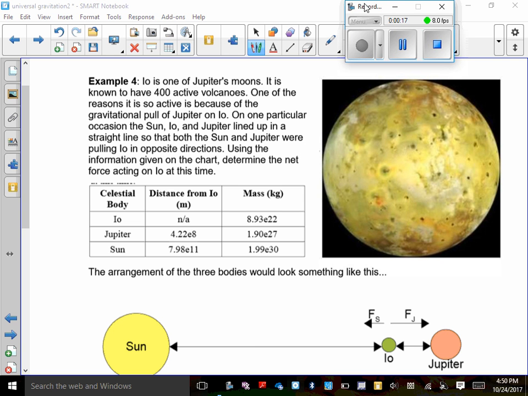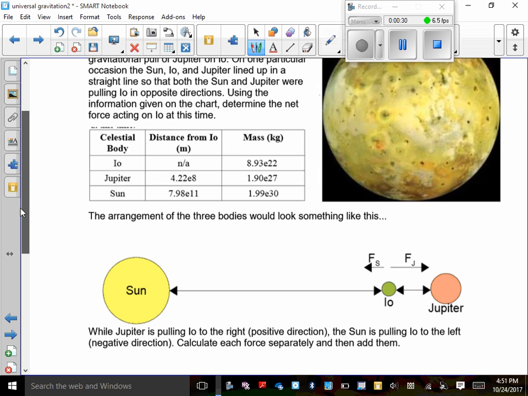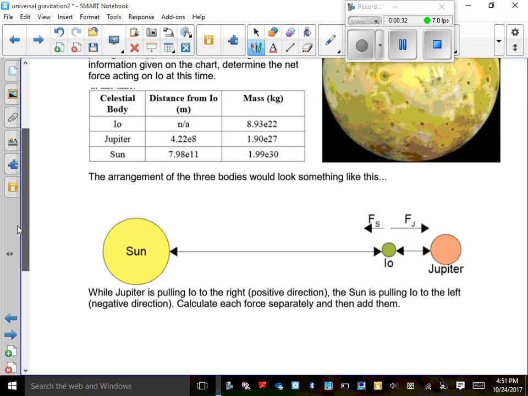On one particular occasion, the Sun, Io, and Jupiter are lined up in a straight line, so both the Sun and Jupiter were pulling Io in opposite directions. Using the information given on the chart, determine the net force acting on Io at this time.